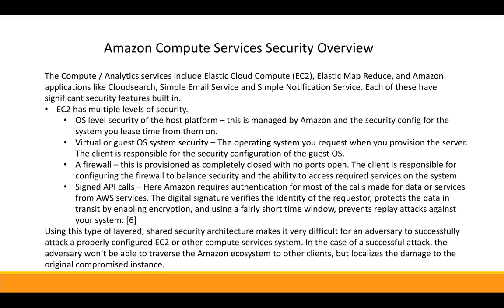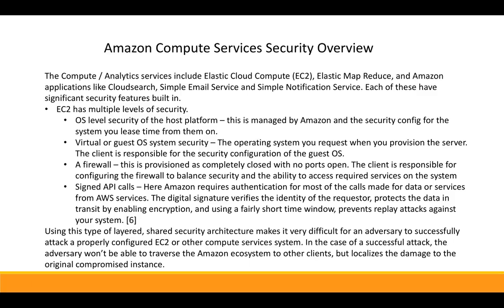EC2 has multiple levels of security. The lowest level is the host platform security, which is managed by Amazon, and it covers the security configuration of the systems you lease time on. Virtual or guest OS security covers the operating system you request when you provision the server. The client is responsible for the security configuration of the guest OS. A firewall is provisioned as completely closed with no ports open.